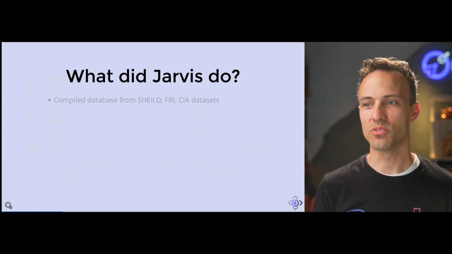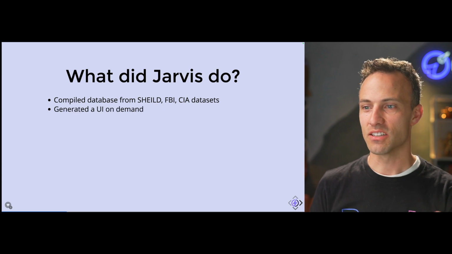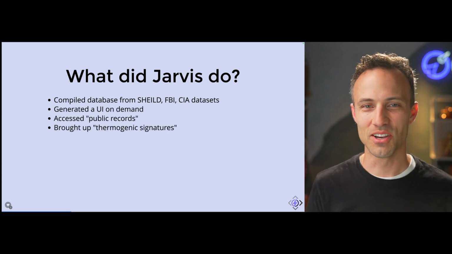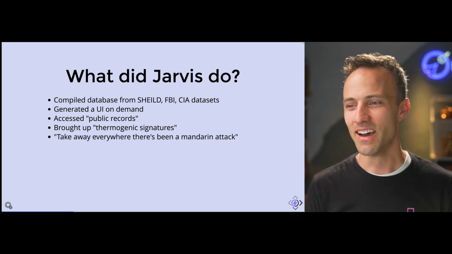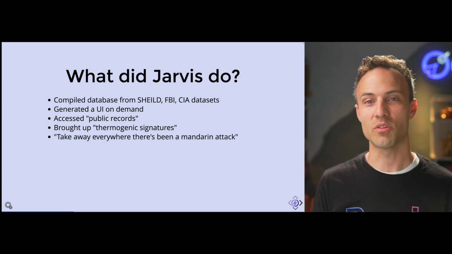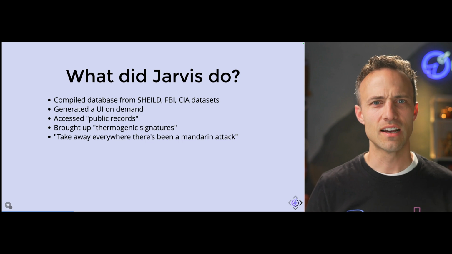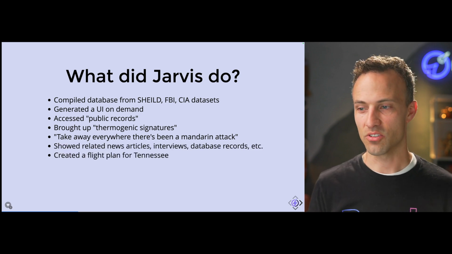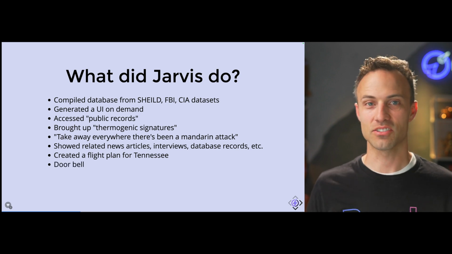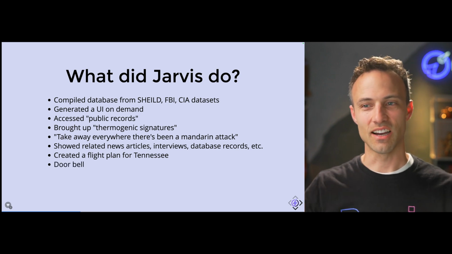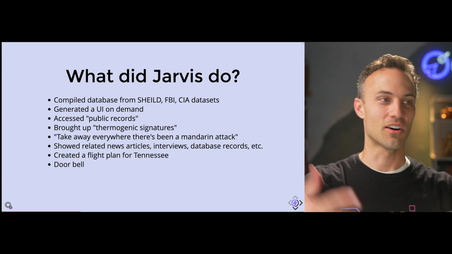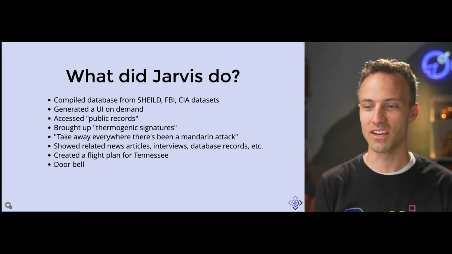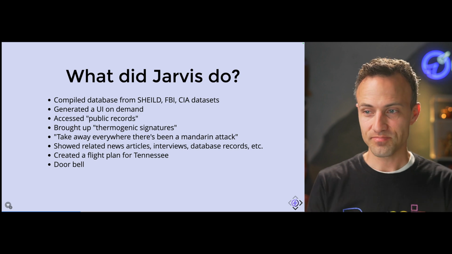So what did Jarvis do? Compiled a database, generated UI on demand, accessed public records, brought up thermogenic signatures. I think I know what that is. And Tony said, take away everywhere there's been a Mandarin attack, so joins across different data sets. Showed related news articles, created a flight plan for Tennessee, and answered the doorbell, or at least showed Tony who was at the door with all their information. Don't go to Tony's house if you want your privacy. But this is really exciting.